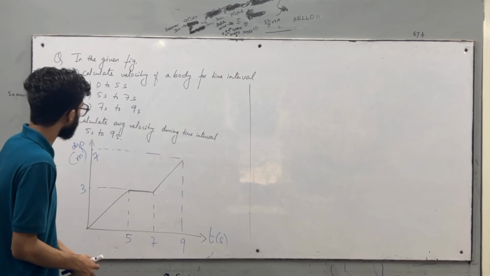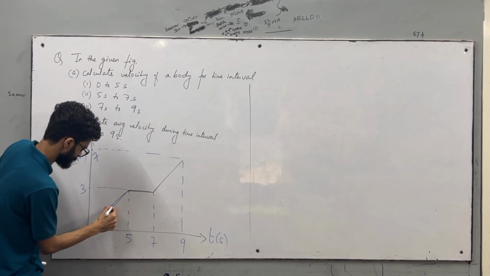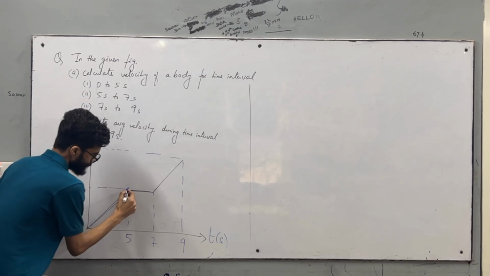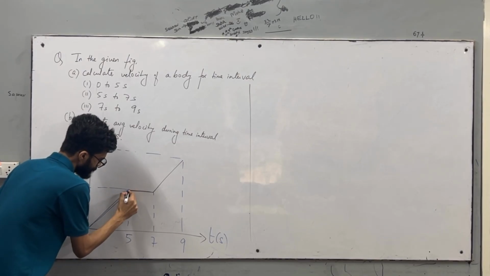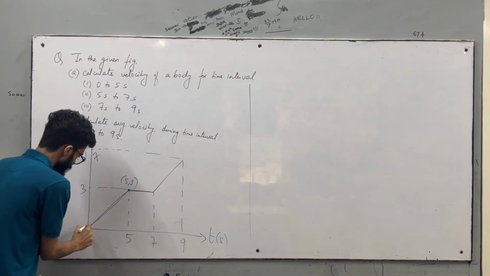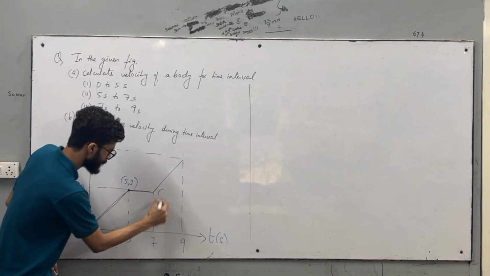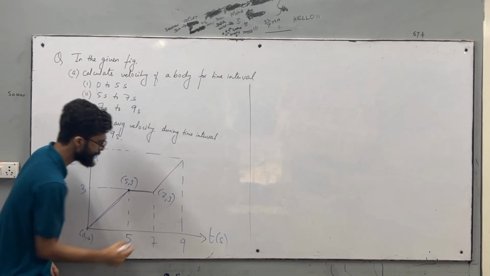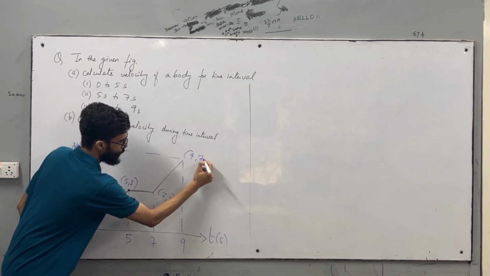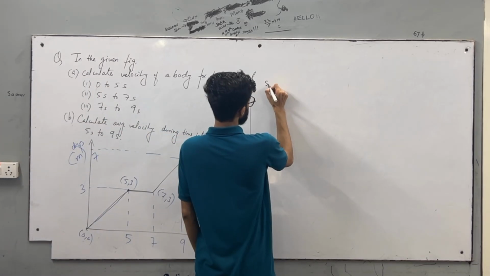ठीक है, तो चलेगा from 0 to 5 which is this thing. तो मुझे बताओ ये जो पॉइंट है इसका कोऑर्डिनेट्स क्या है? सपोज ये पॉइंट है 5, 3. This point is 0, 0 and what about this point? This point is 7, 3 and what about this point? 9, 7. चलेगा?